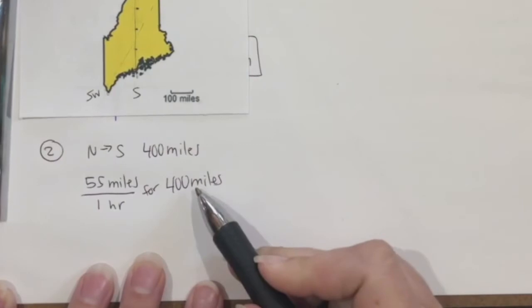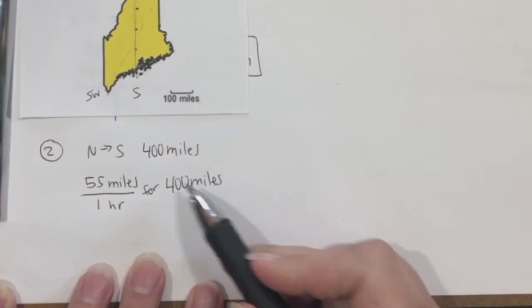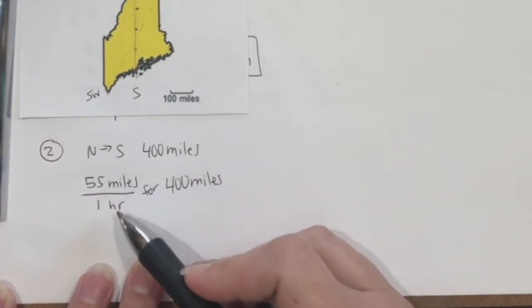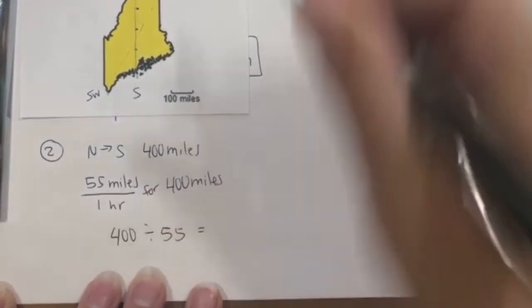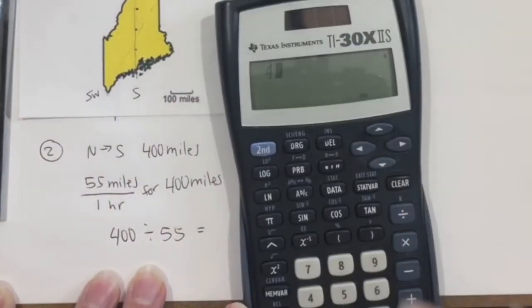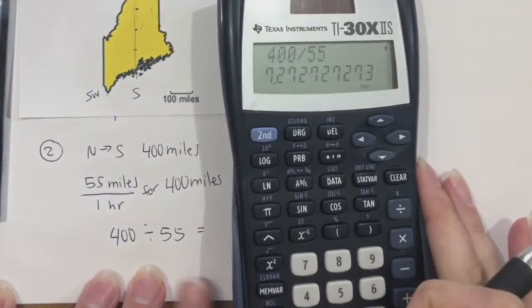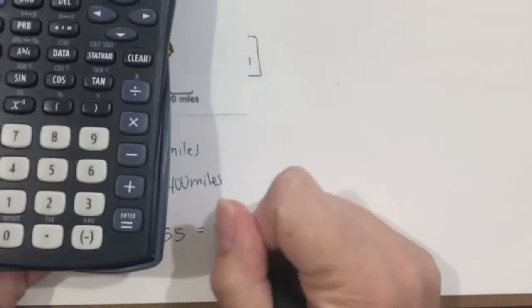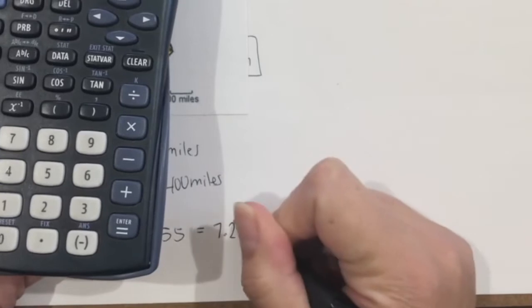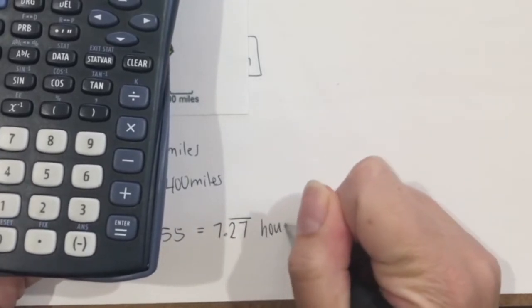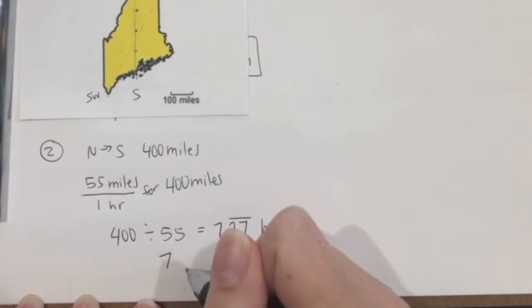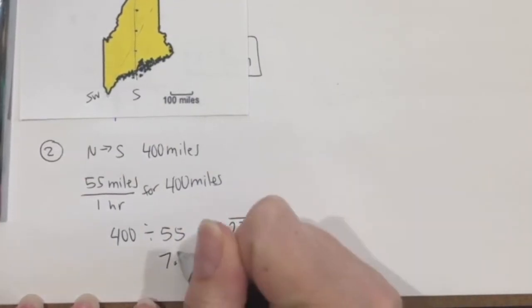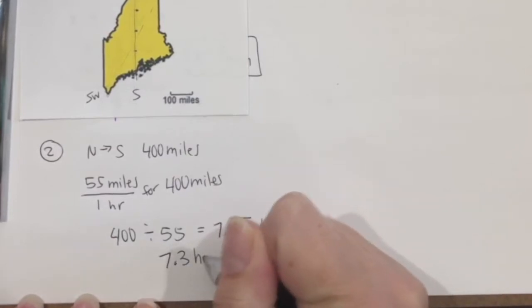So all I have to do is take 400 miles and divide it by 55 miles per hour to figure out how many hours it's going to be. 400 divided by 55 equals 7.27 repeating. Let's say 7, and we'll just round it up to 7.3 hours.